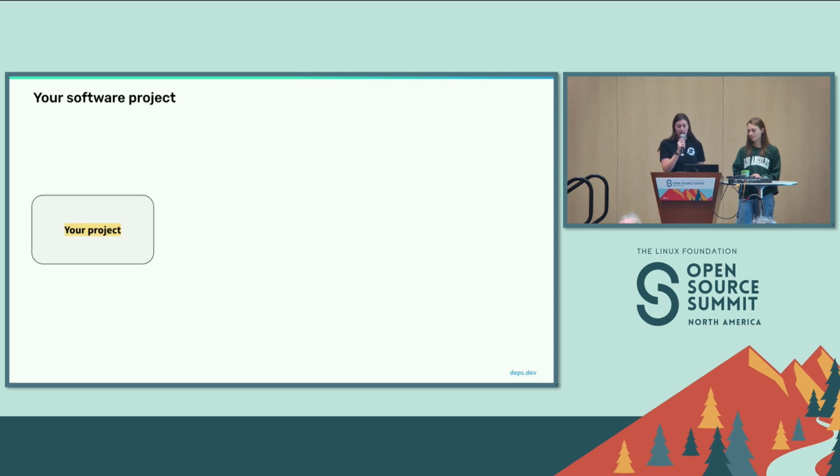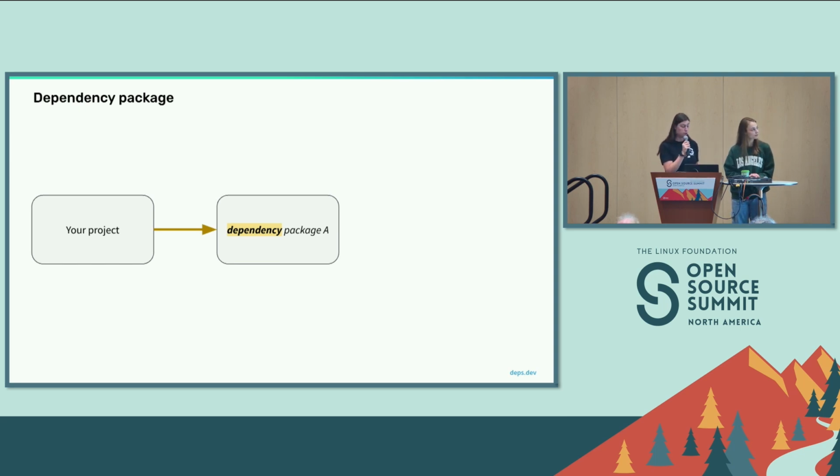Let's take a step back and focus on a single project, your project. And as you contribute to your project, you realize there's an open source package you can use that is exactly what you need. Let's call this package A. You decide to import package A, and it's now a dependency of your software project. And as your project progresses, package A may also evolve. There may be bug fixes or shiny new features. So it's helpful to keep track of all these updates.